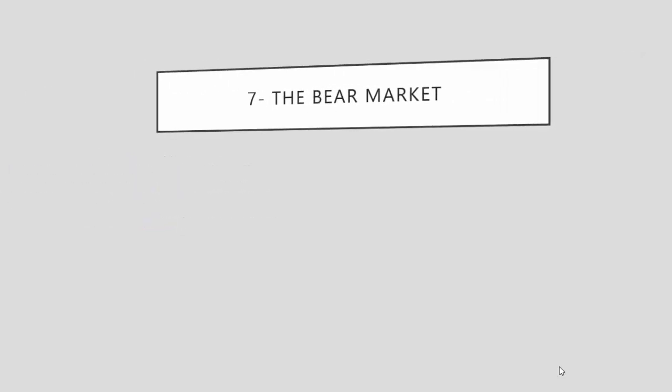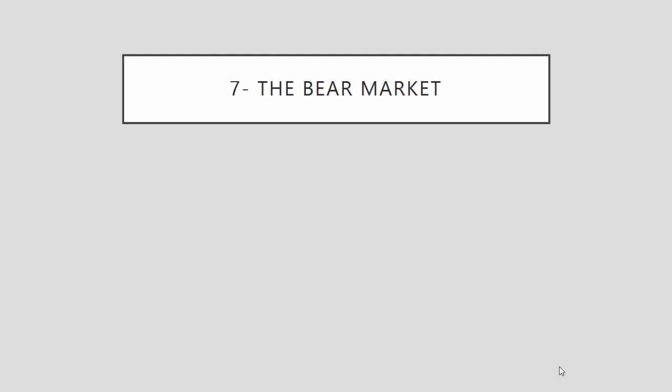The bear market has also three phases. The first phase is called distribution. In this phase, wise investors understand that the market is higher than what it should be, and they start selling what they've bought. Public is still active, but they're getting hopeless.